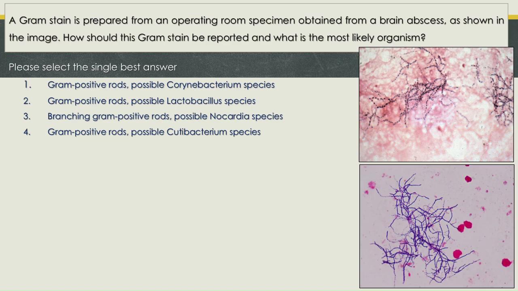A gram stain is prepared from an operating room specimen obtained from a brain abscess, as shown in the image. How should this gram stain be reported and what is the most likely organism? Please select the single best answer.